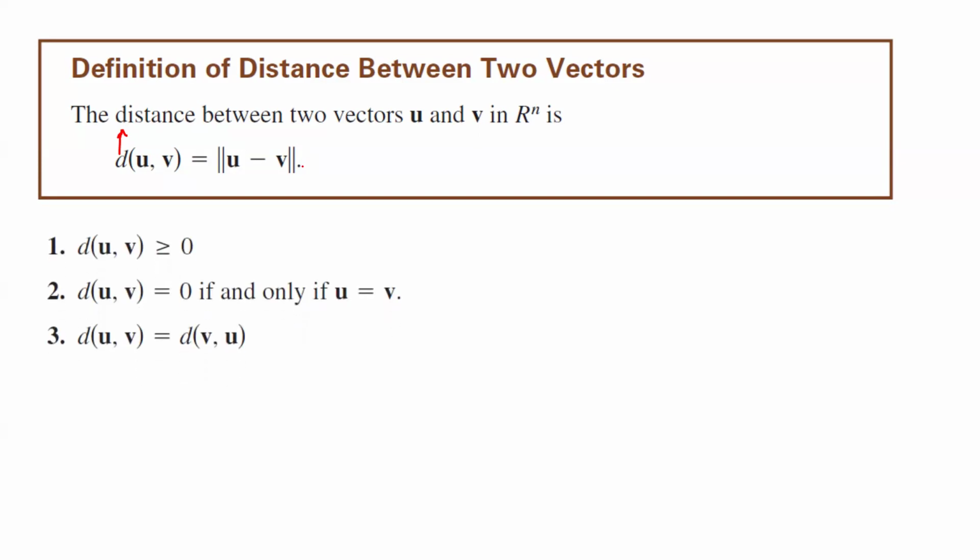This has important properties. First of all, the distance between two vectors cannot be negative. It is at least 0 or a positive number. The distance between two vectors is 0 if and only if those two vectors are the same. And finally, the distance from the first vector to the second vector is the same as the distance from the second vector to the first. So if you have two vectors, it doesn't matter if you find the difference between u and v or v and u, the distance is going to be the same.